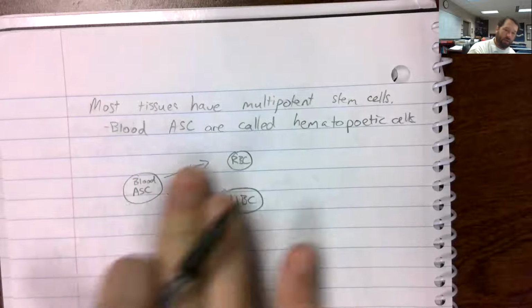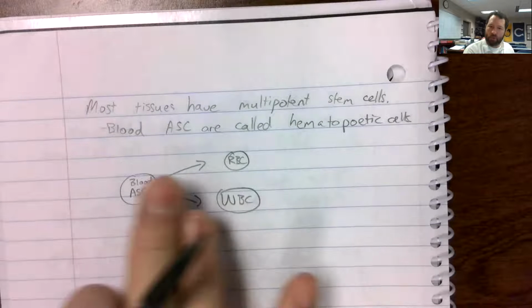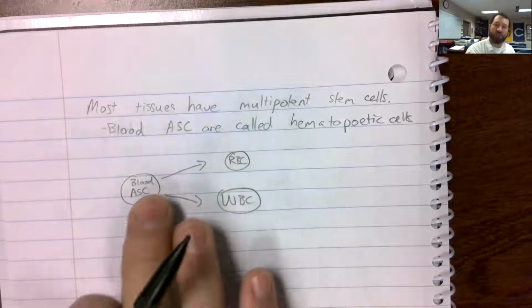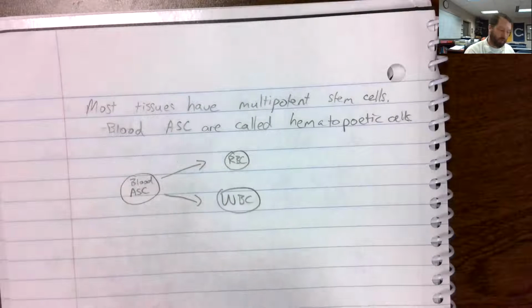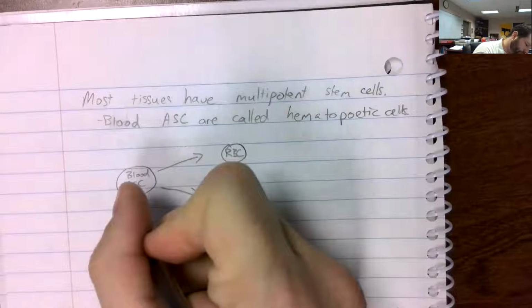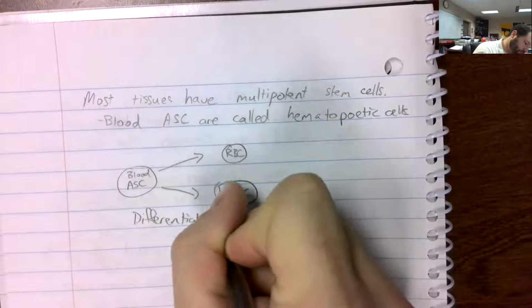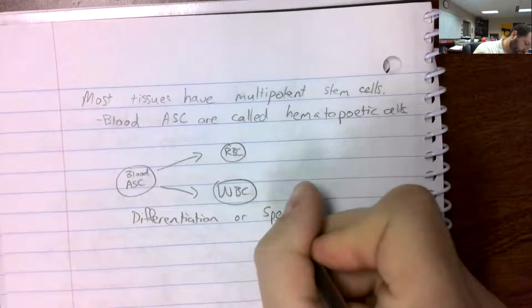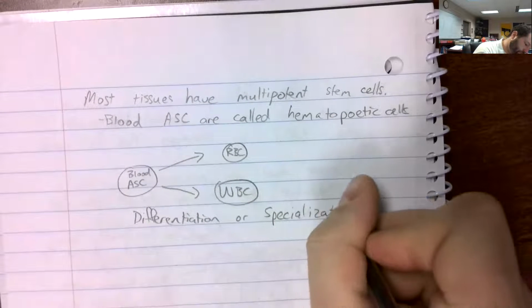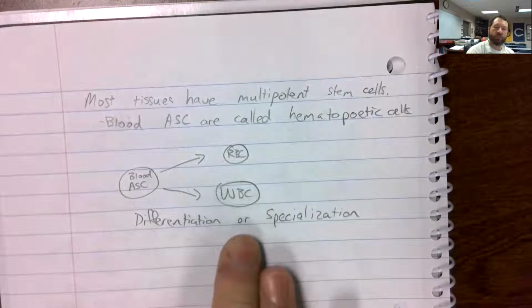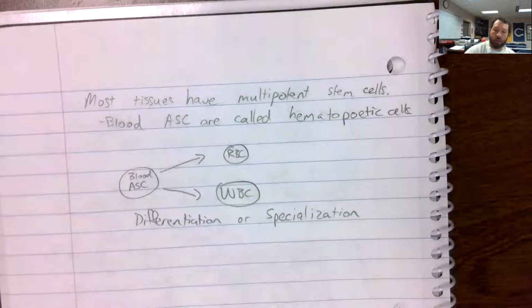This process of going through, and there's a couple of different steps that we have to go through after division, but depending on what you need, this process of either, in this case, becoming a red blood cell, in this case, becoming a white blood cell, is called differentiation or specialization. And once these cells become differentiated, they're again in the same boat. They're never going to divide again. They're not a stem cell. This is the stem cell.